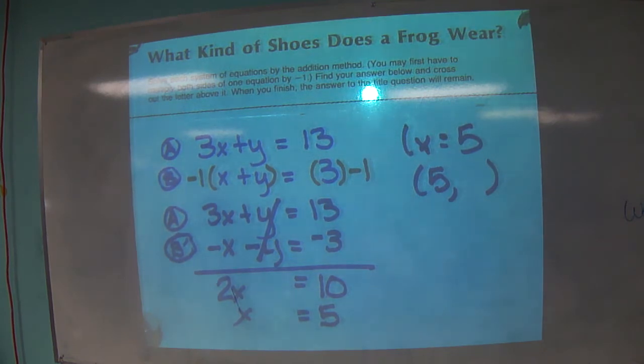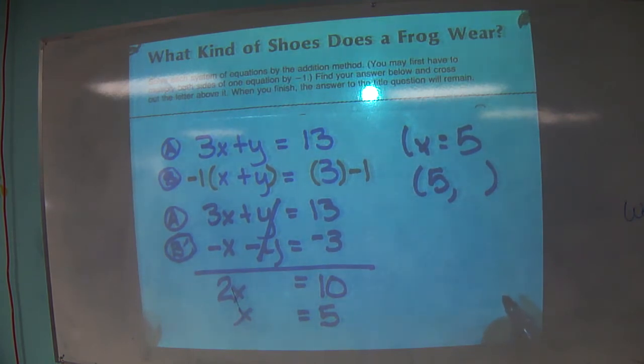Substitute. Okay, are we going to substitute into A or B? Doesn't matter, does it? What are we finding? Y. And why doesn't it matter whether we go back into A or B? You get the same answer. You get the same answer because it is the point of, what's the word? Intersection. Beautiful.